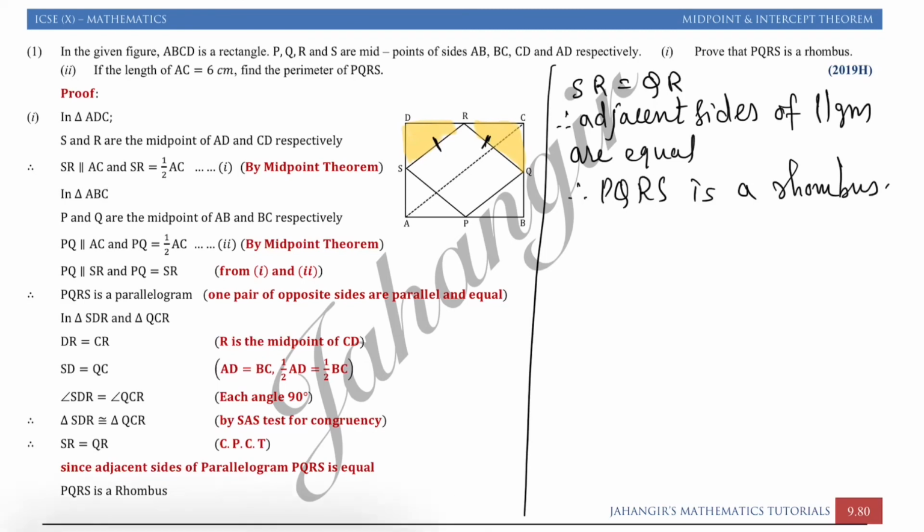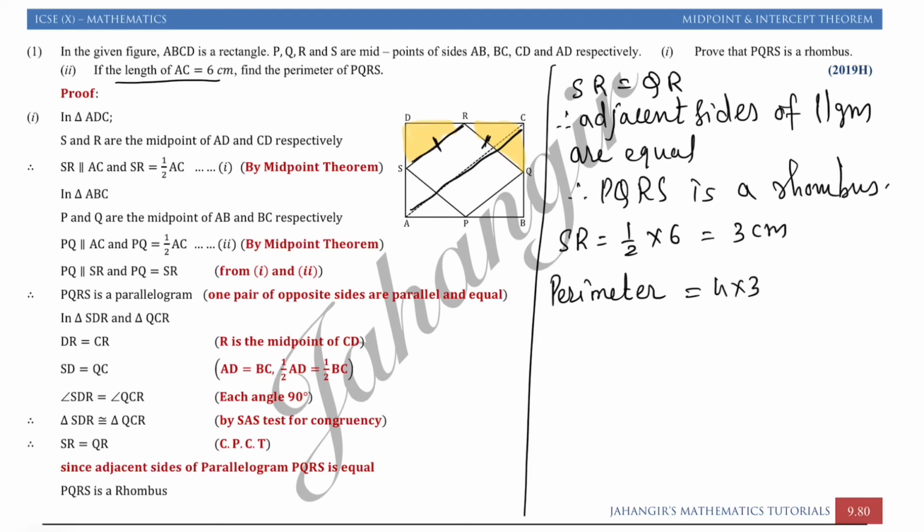Now once you get the rhombus, we have to find its perimeter. Given that length AC is 6 centimeter, SR will be half of 6, that is 3 centimeter. So perimeter is equal to 4 into 3, because all sides of the rhombus are equal, 3, 3, 3 and 3. So that is 12 centimeter is the perimeter. Just go through it.